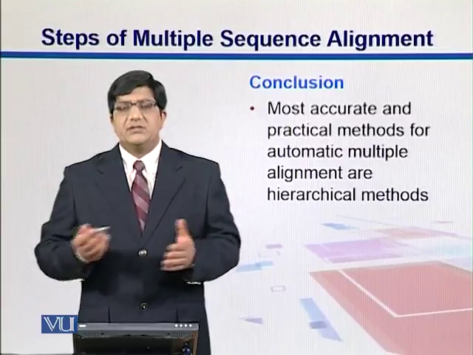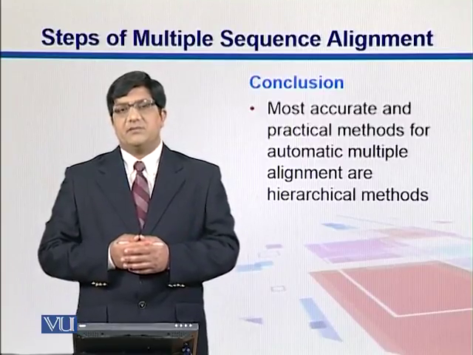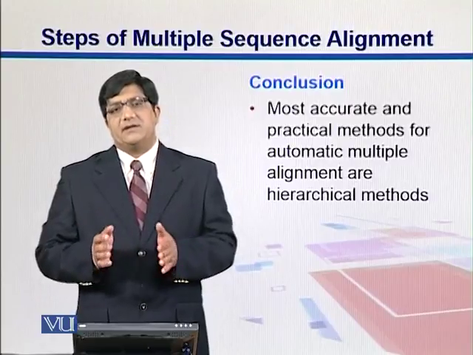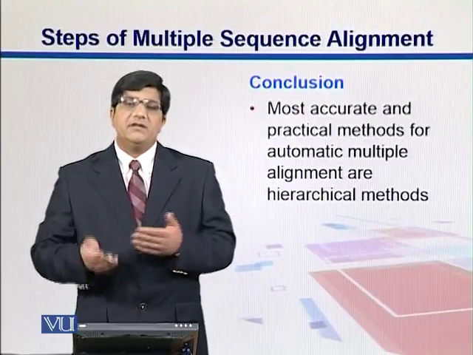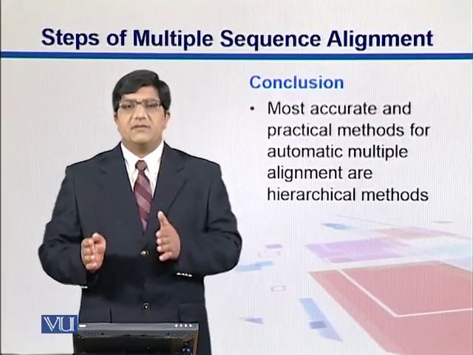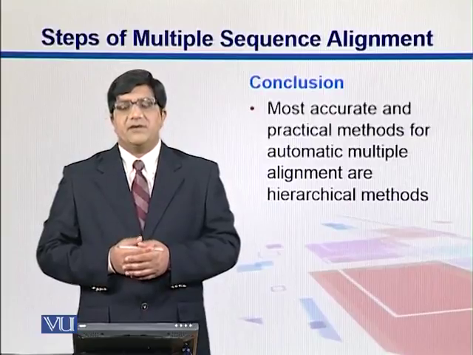So in general, multiple sequence alignment can be done by aligning the sequences in pairs, and then we can derive a hierarchy of which pairs are more related and which pairs are less related, and use that information in order to have a final alignment.